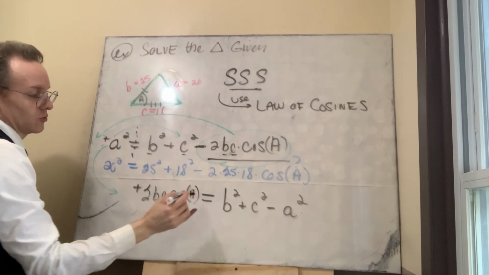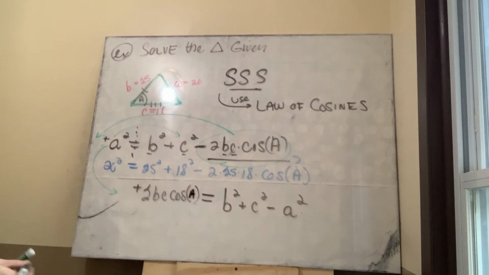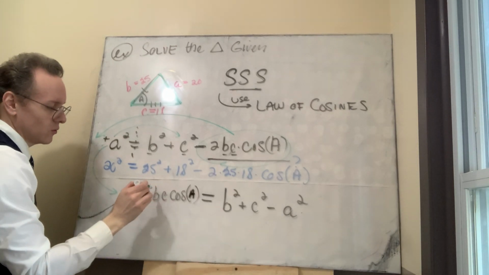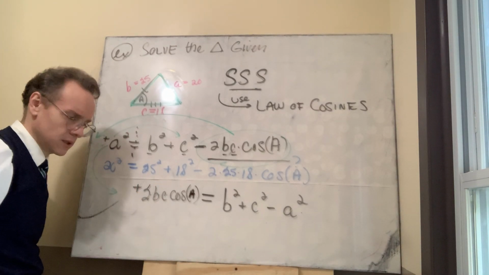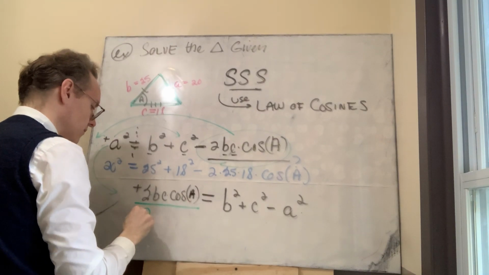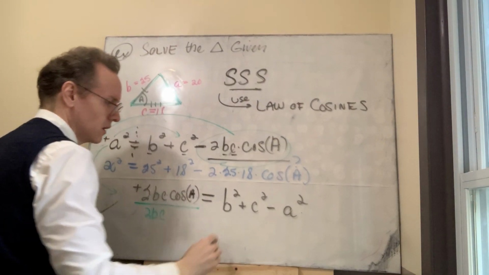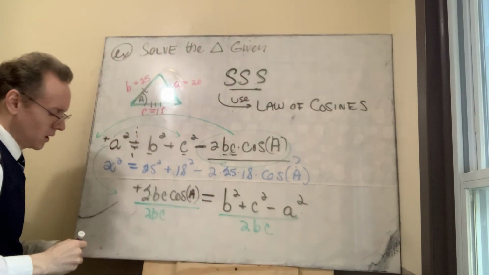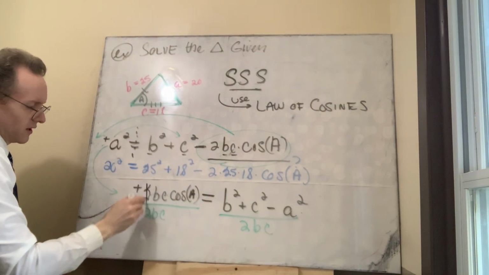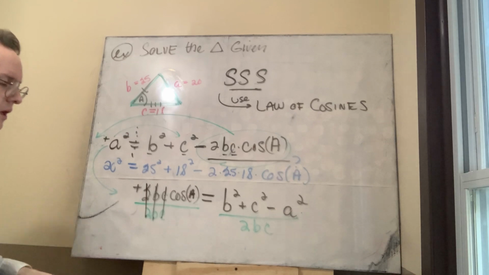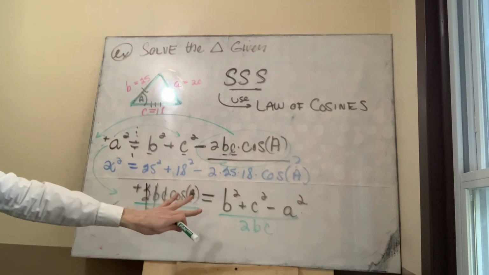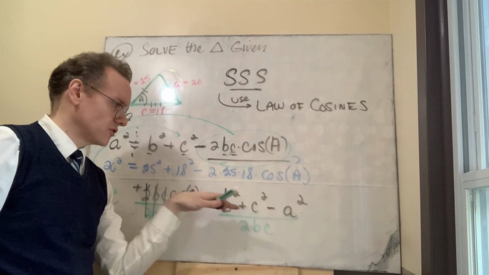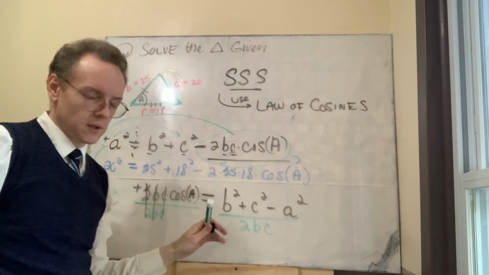That is an A, I swear. And now you could just take advantage of the fact that all these terms are being multiplied, divide all of them at once, both sides, by 2BC. They would simplify as such. And you would have cosine of A, which is almost done, over this complicated ratio.